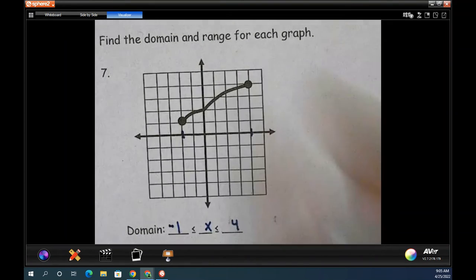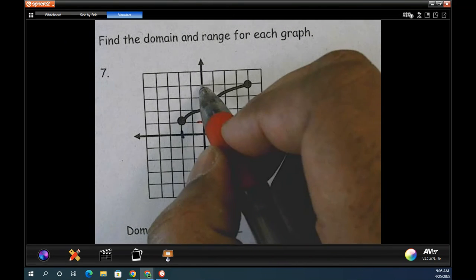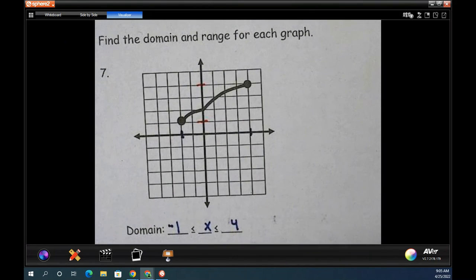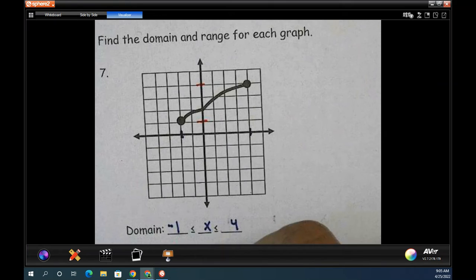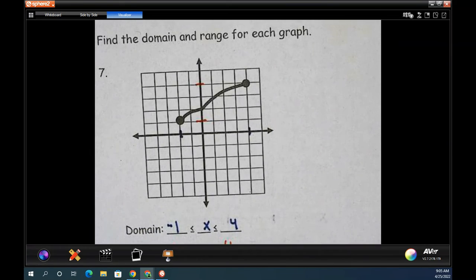Now the range. The range goes from here all the way up to here. So the range is between 1 and 4. So 1 is less than or equal to y is less than or equal to 4. Okay, there you go. How many of y'all got the range?